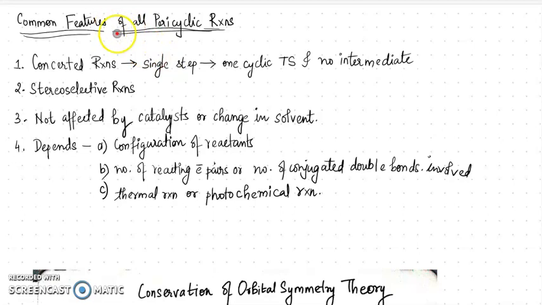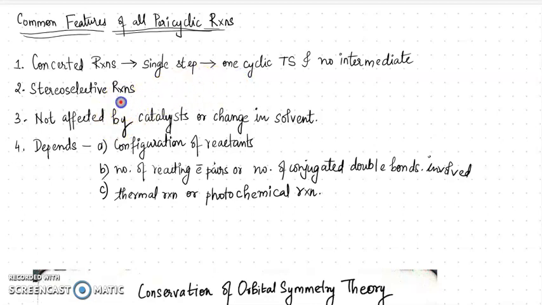So as we looked into three types of electrocyclic reaction, there we came across the fact that the electron reorganization is all happening in a single step and via a single cyclic transition state, and there are no intermediates that are formed during this pericyclic reaction. So that is a very common feature that you saw in all the different types of pericyclic reactions.